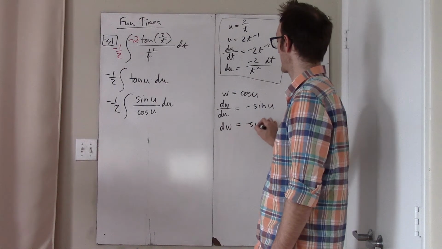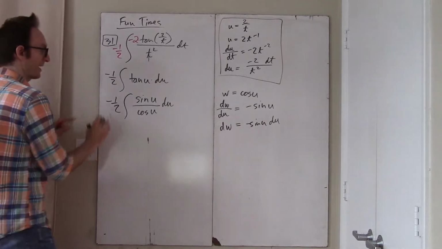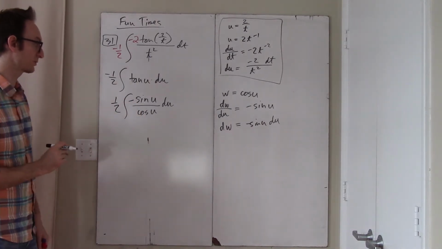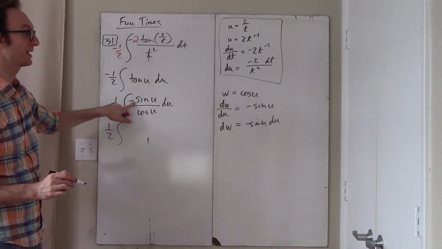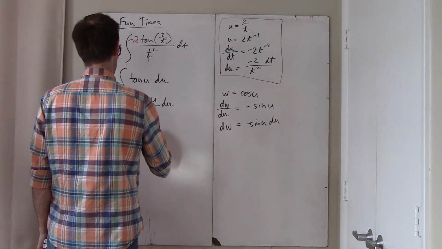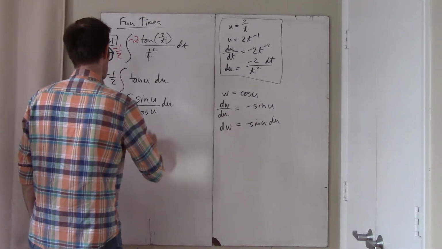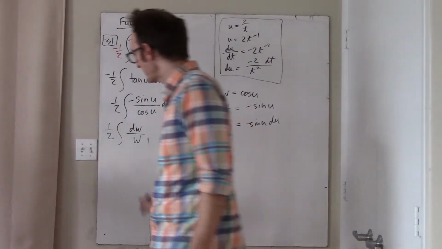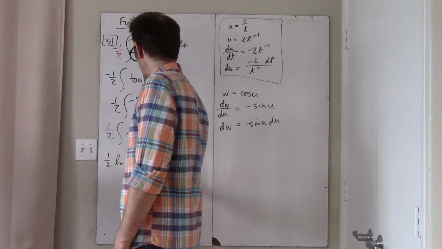is negative sine u du. And that negative is just sitting there already, so let me just put it there. And this just works out perfectly, right? This becomes 1/2. The numerator is just dw, negative sine u du, and the bottom is just w. So this is a natural log problem. And then the answer becomes 1/2 natural log absolute value w plus c.